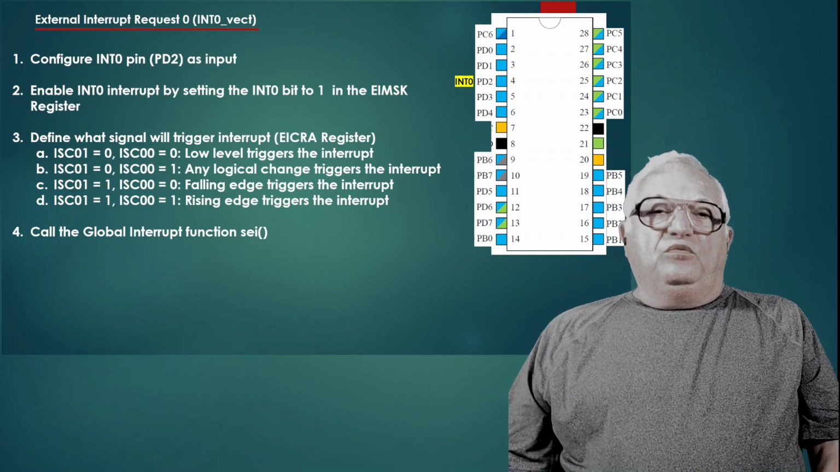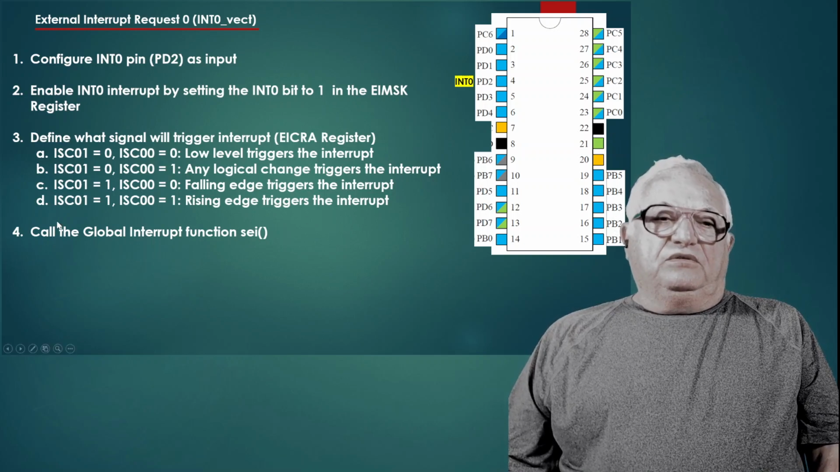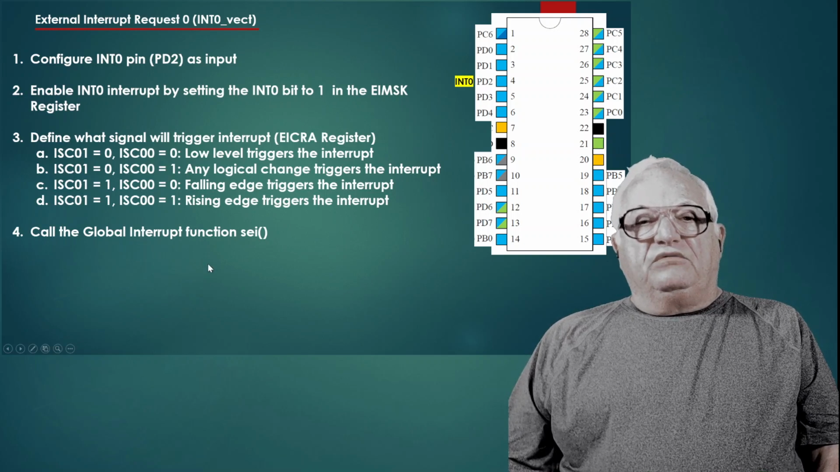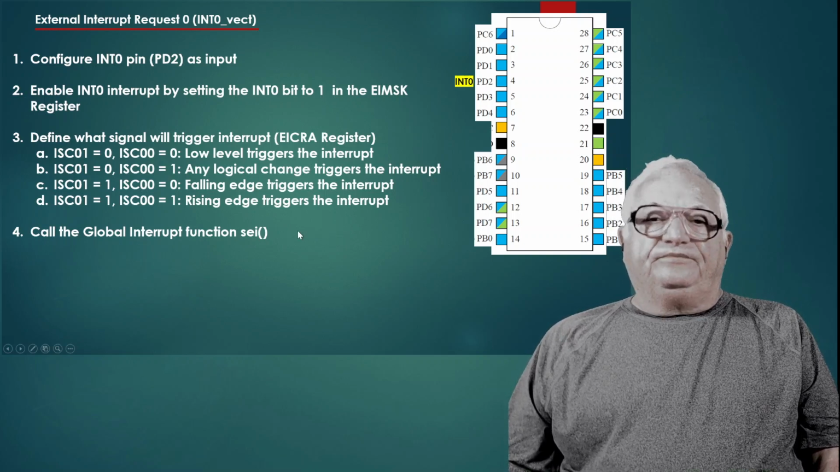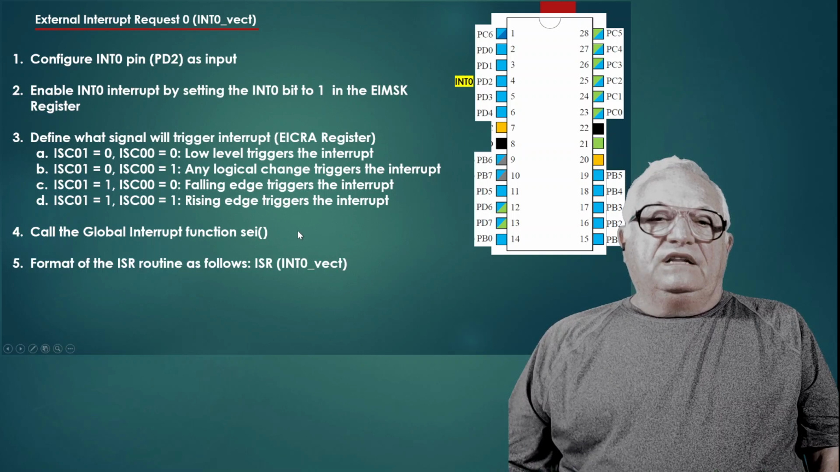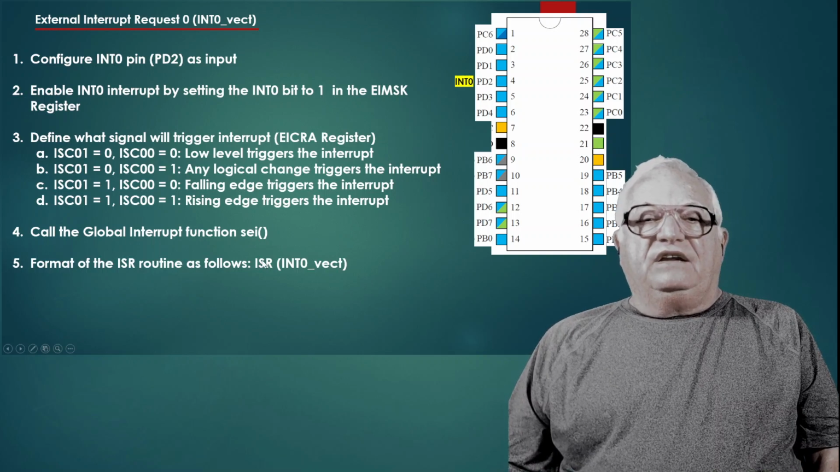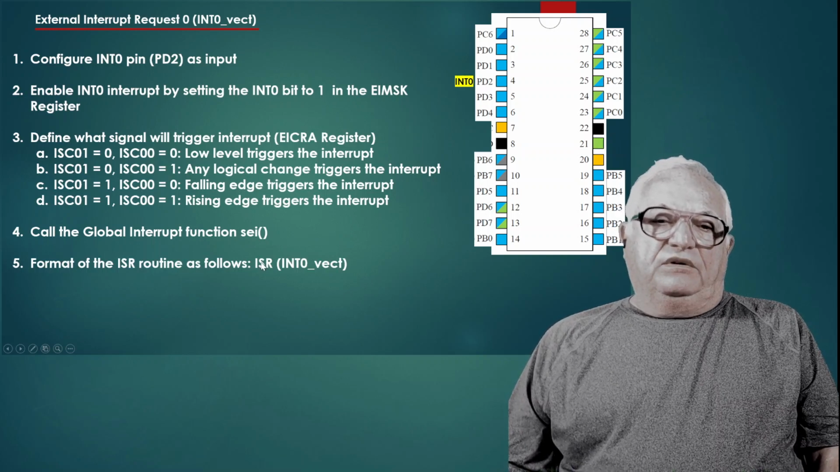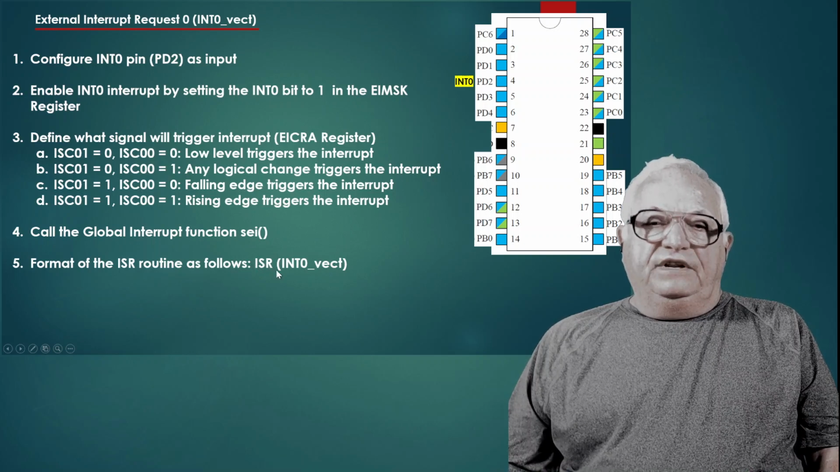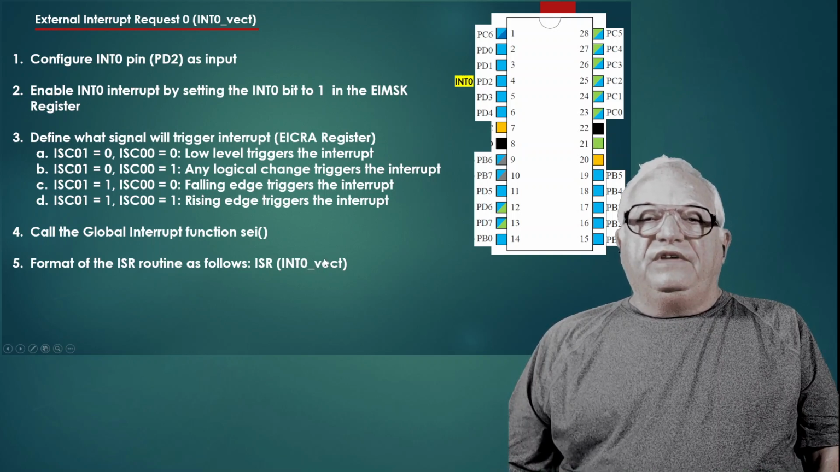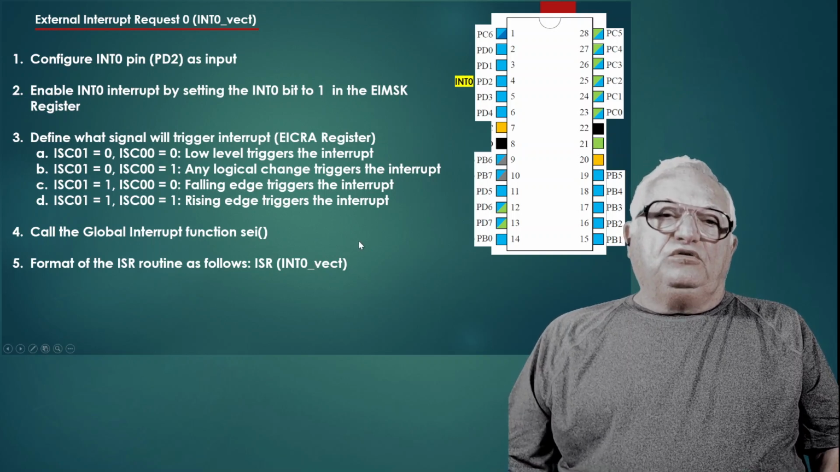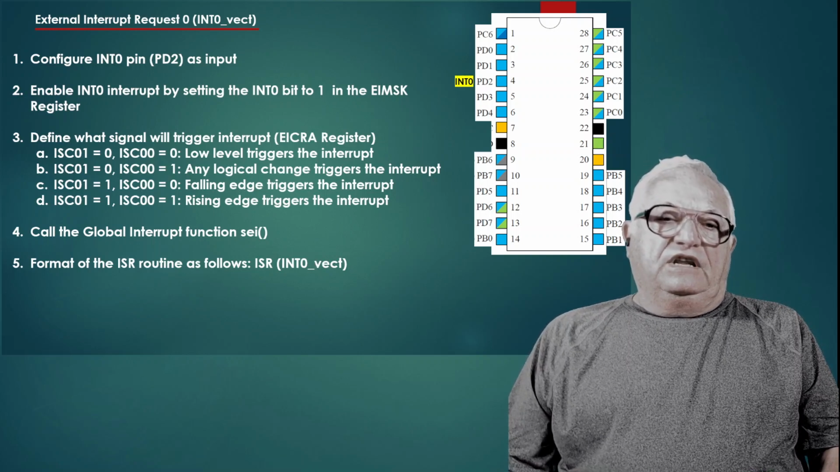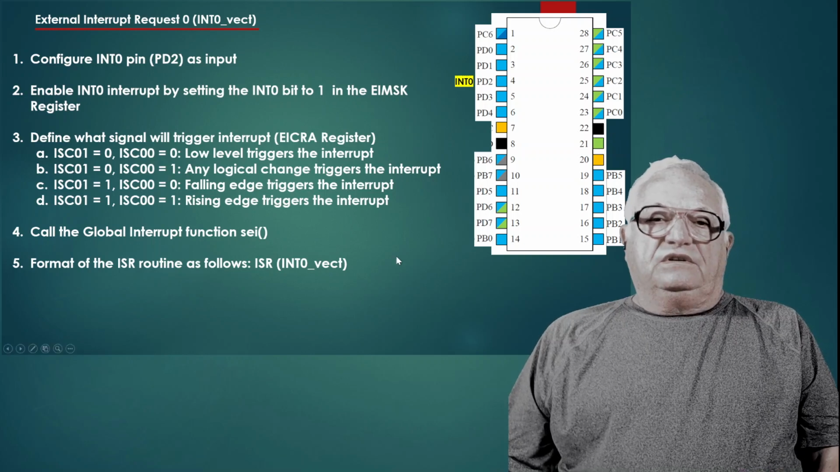Now, every time we work with interrupts, we must call the global interrupt function SEI. Now, let's see the format for the header of the interrupt service routine. That would be ISR(INT0_vect). I'm going to have examples that will show you exactly how this works.